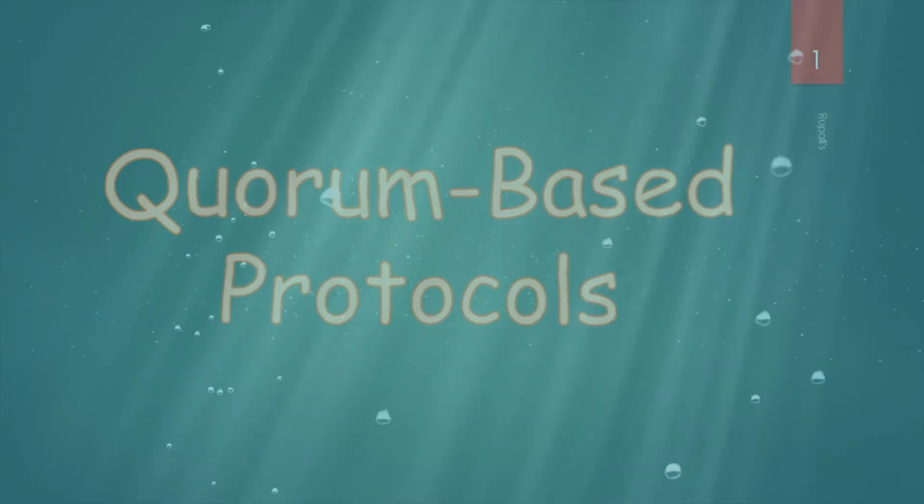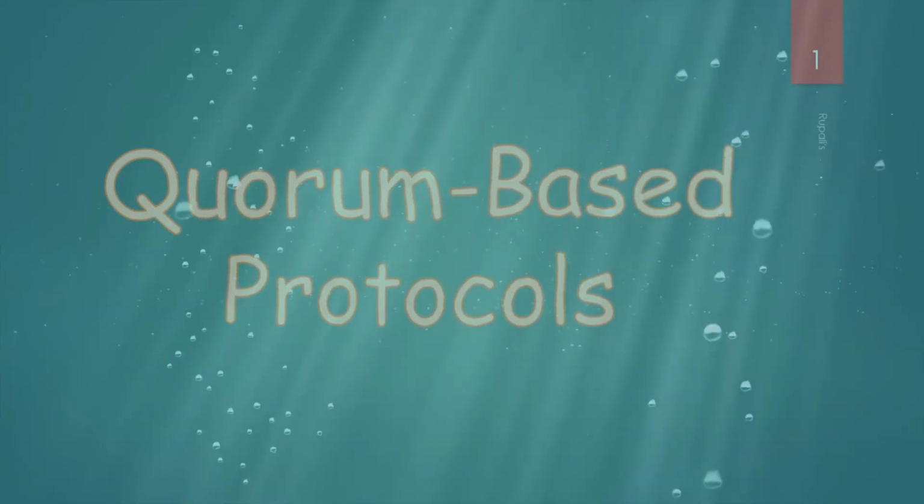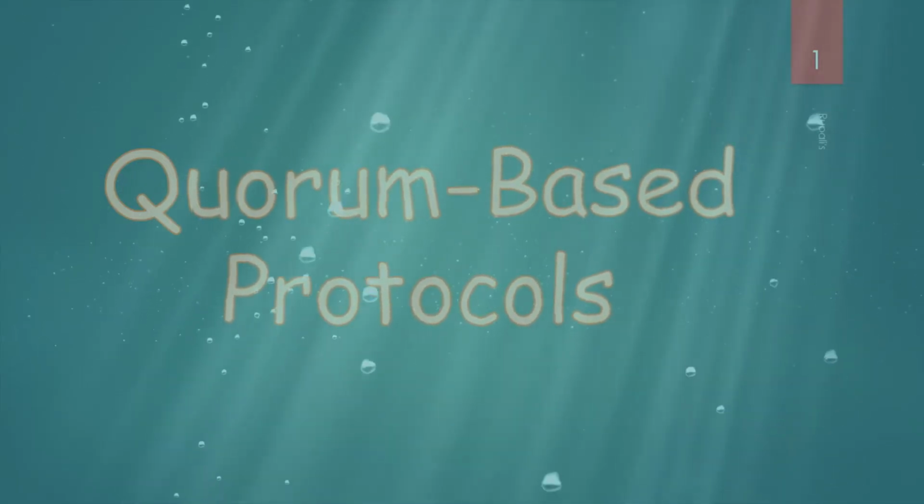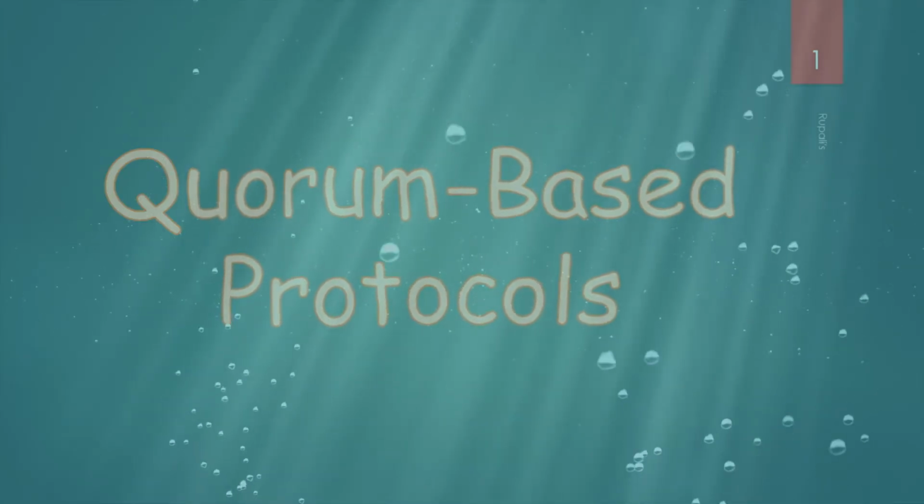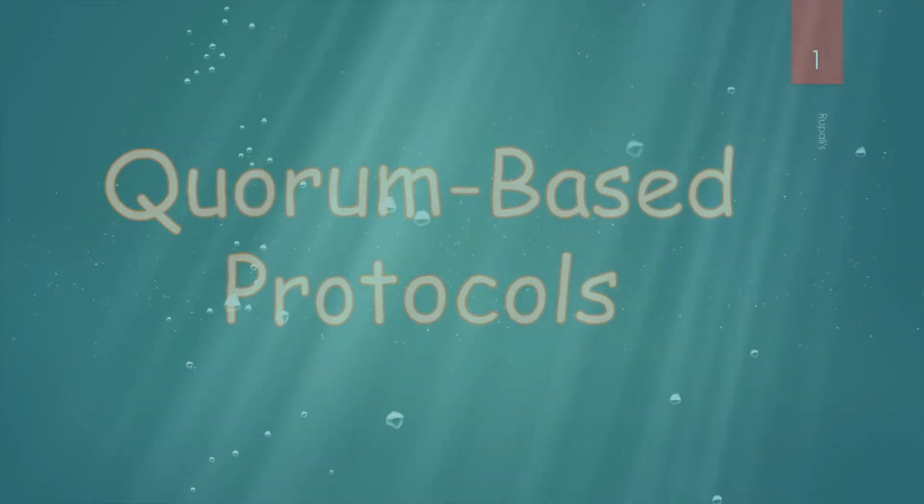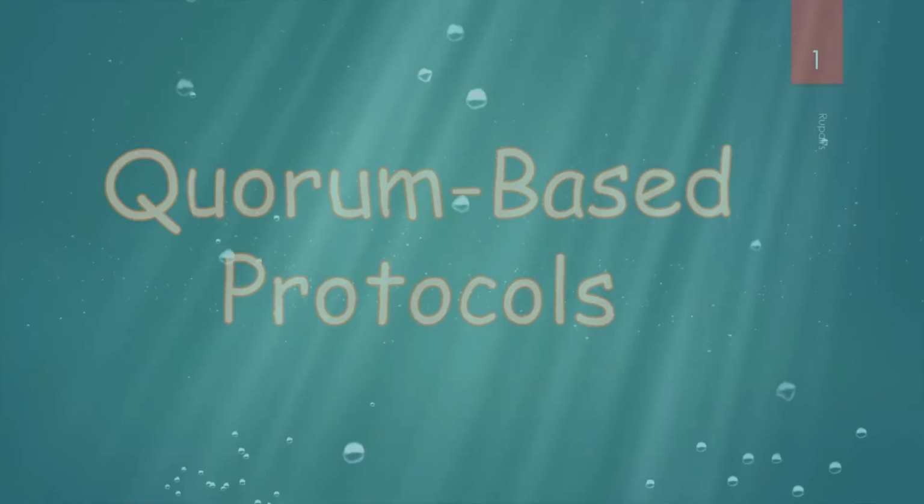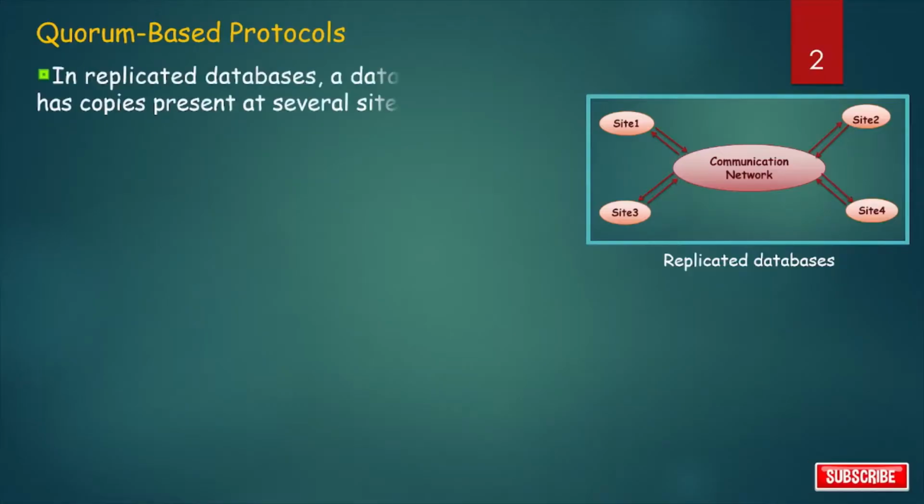A quorum is the minimum number of votes that a distributed transaction has to obtain in order to be allowed to perform an operation in a distributed system. Quorum-based protocols: in replicated databases, a data object has copies present at several sites.